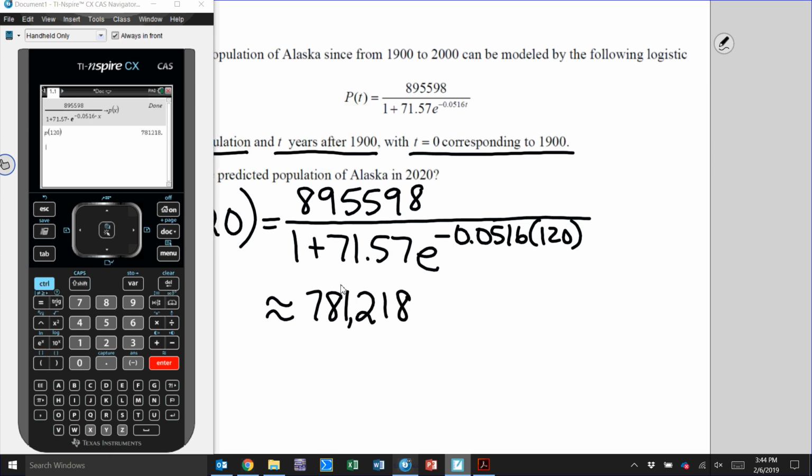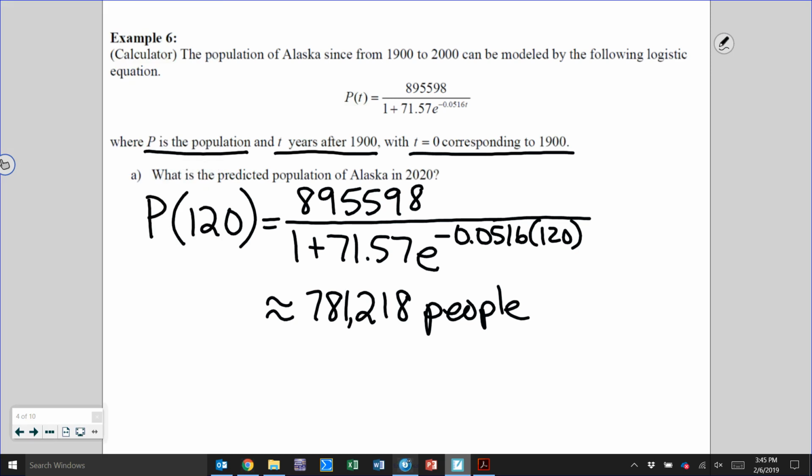781,218. So this would be our approximation, in people. Now there's probably some decimals after that, but you're probably pretty safe to go to the nearest person. But if there were some decimals after that, you could go ahead and include those, and then just make sure you have your units. And technically we should probably say the predicted population is about that many people. Okay, so let's go to the next example.